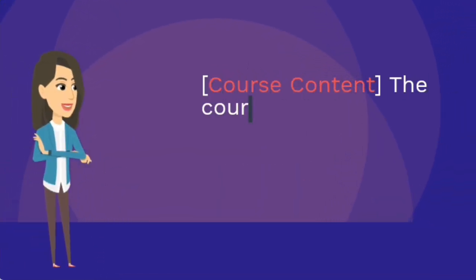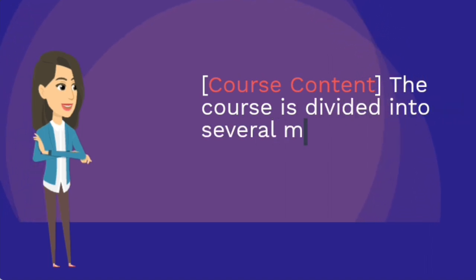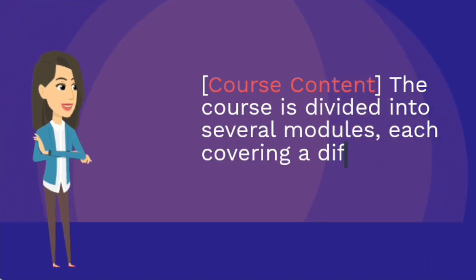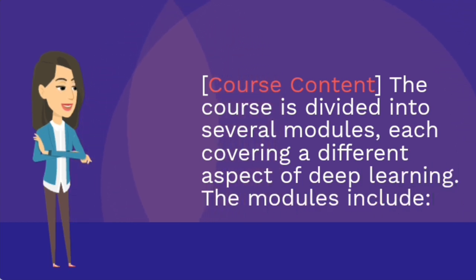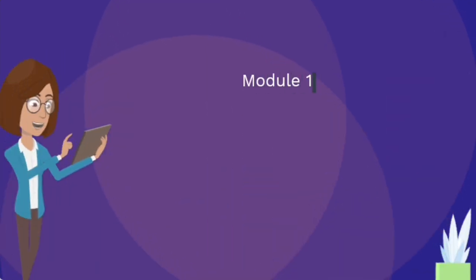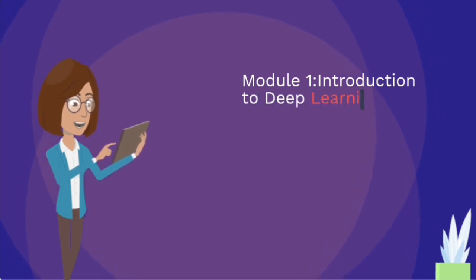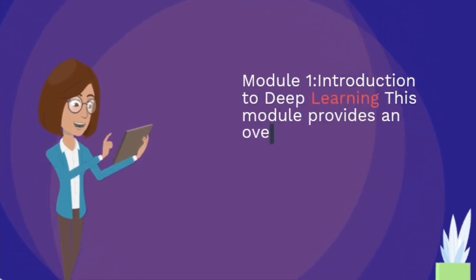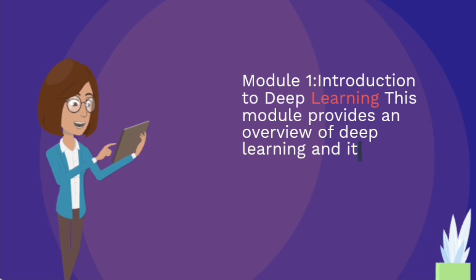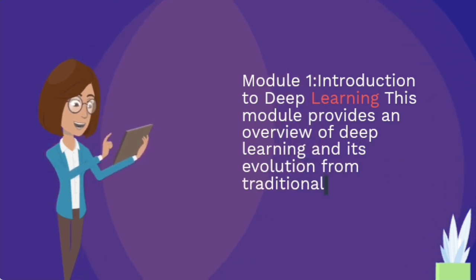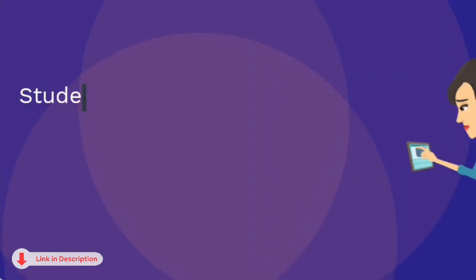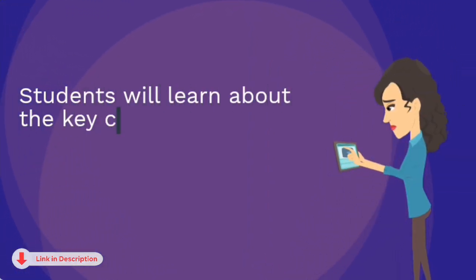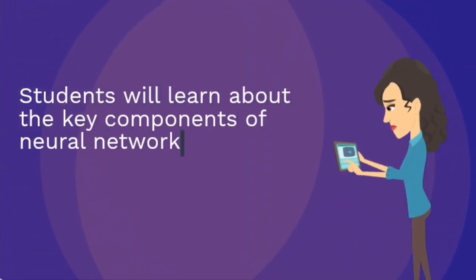Course content. The course is divided into several modules, each covering a different aspect of deep learning. The modules include Module 1. Introduction to Deep Learning. This module provides an overview of deep learning and its evolution from traditional machine learning techniques. Students will learn about the key components of neural networks and the concepts of deep learning.